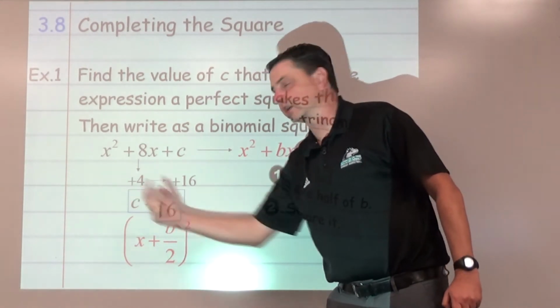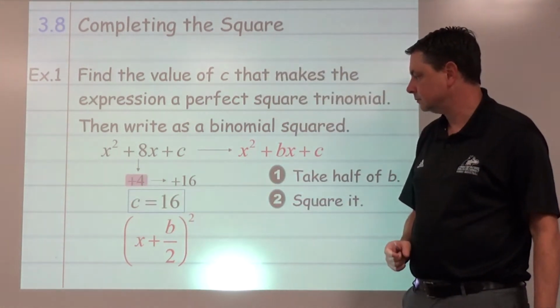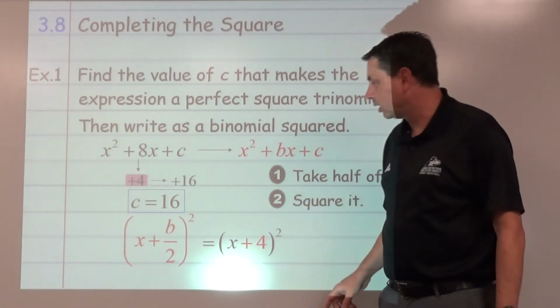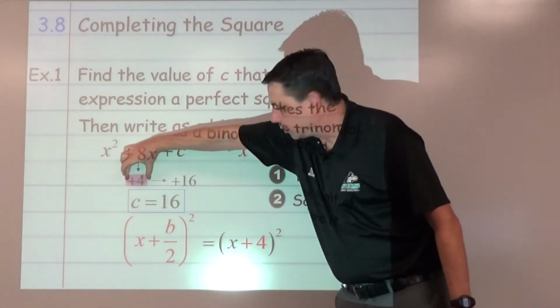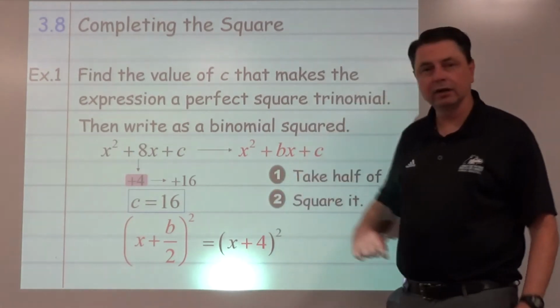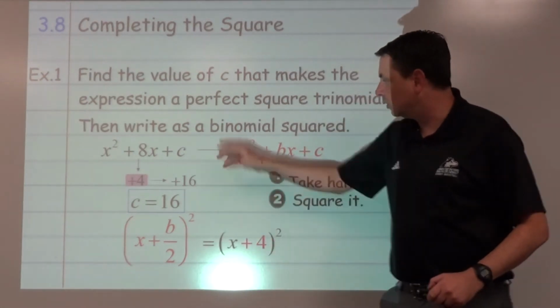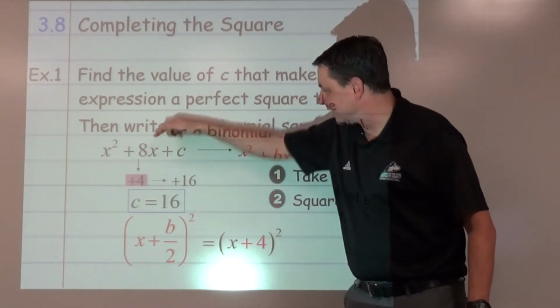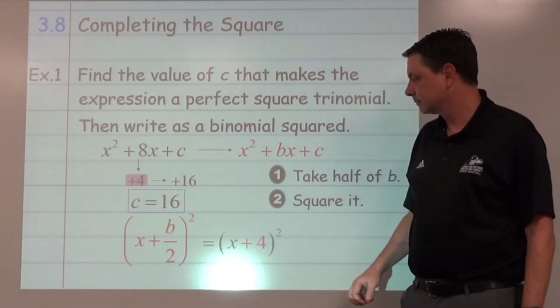This is the number that we're going to use. Second part answer, x plus 4 squared. If we work this out, we would get x squared plus 8x plus 16.